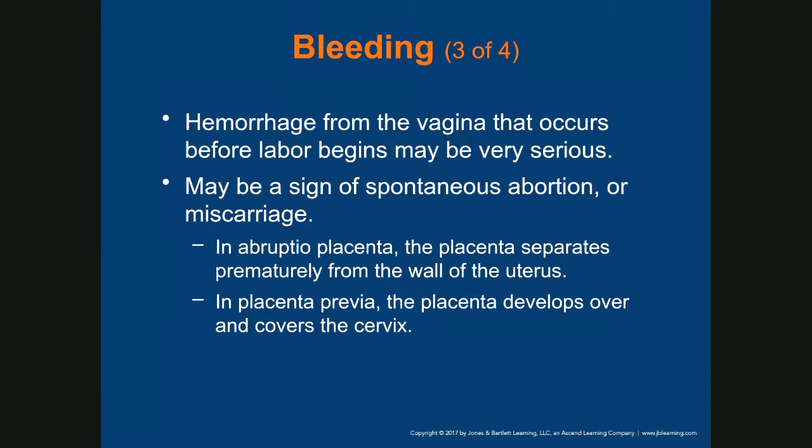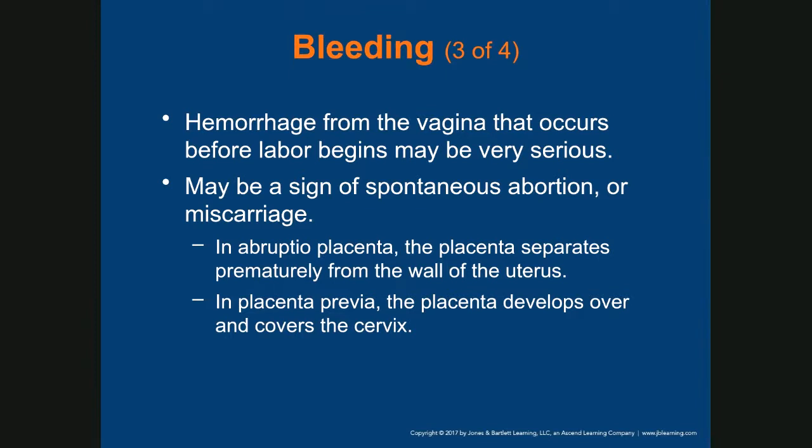In a ruptured placenta, the placenta separates prematurely from the wall of the uterus, right? Now, placenta abruptio and placenta previa will occur more in the third trimester. So it's the third trimester, right? So placenta abruptio or abruptio placenta is when the placenta separates prematurely from the walls of the uterus. This can cause significant blood loss, right? And it can result in death of the fetus.